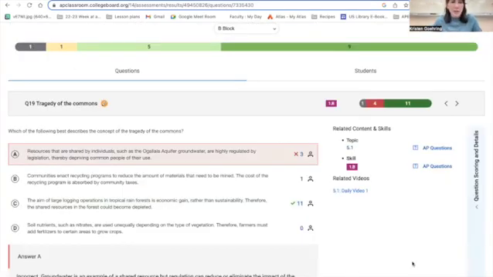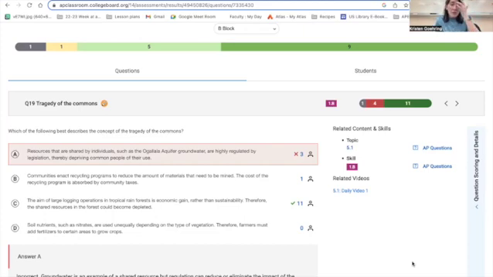So for this question, we're looking at the tragedy of the commons. Which of the following best describes the concept? The tragedy of the commons happens when you have a shared resource without legislation, without some sort of common set of guidelines for how to utilize and how to care for this common resource.